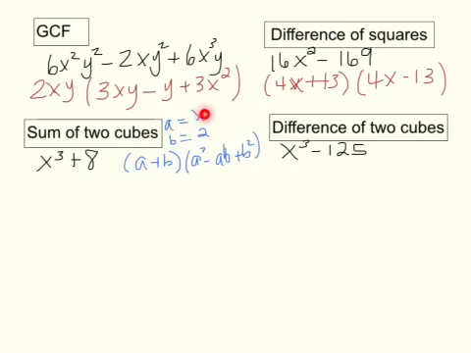Now that I have my A, which is 1x, and my B, which is 2, I just go and plug them into this template right here. Again, I took the cube root of the first term to get my A, the cube root of the second term to get my B, and I'm just going to plug them in. So A plus B would just be x plus 2. And then A squared is my 1x squared, which is x squared, minus A times B. So minus x times 2, minus 2x. And then plus B squared. So B squared is 4.